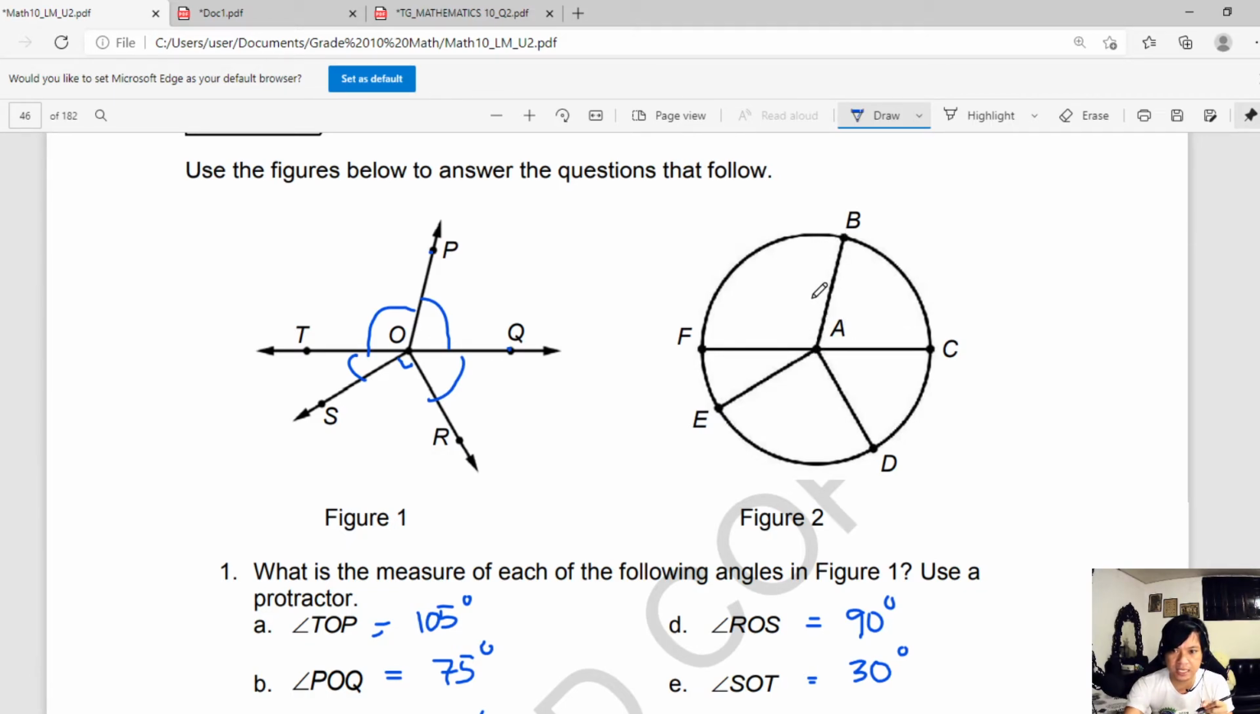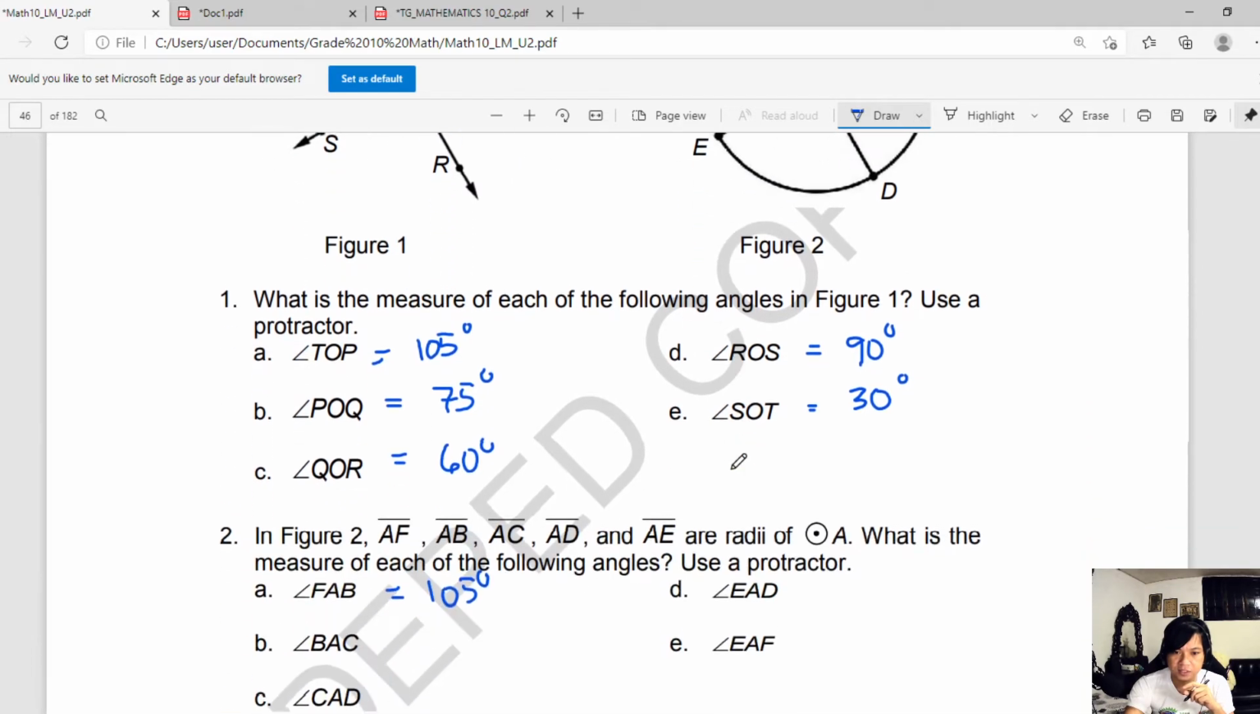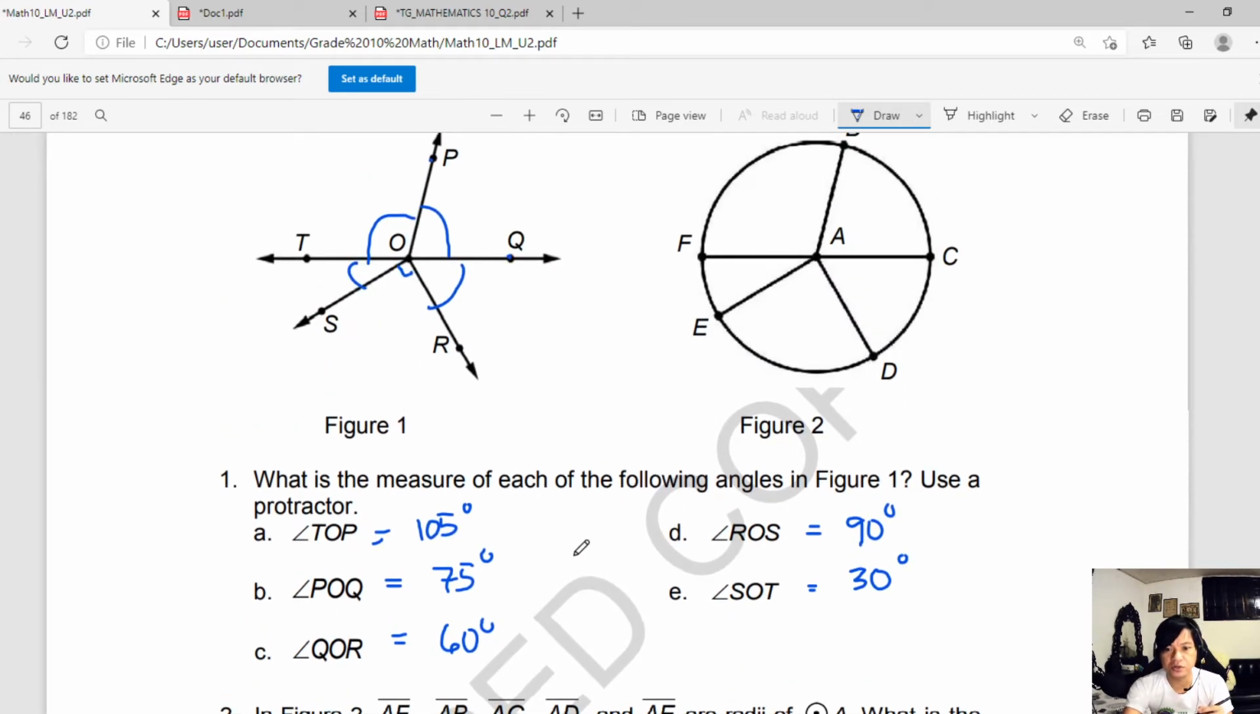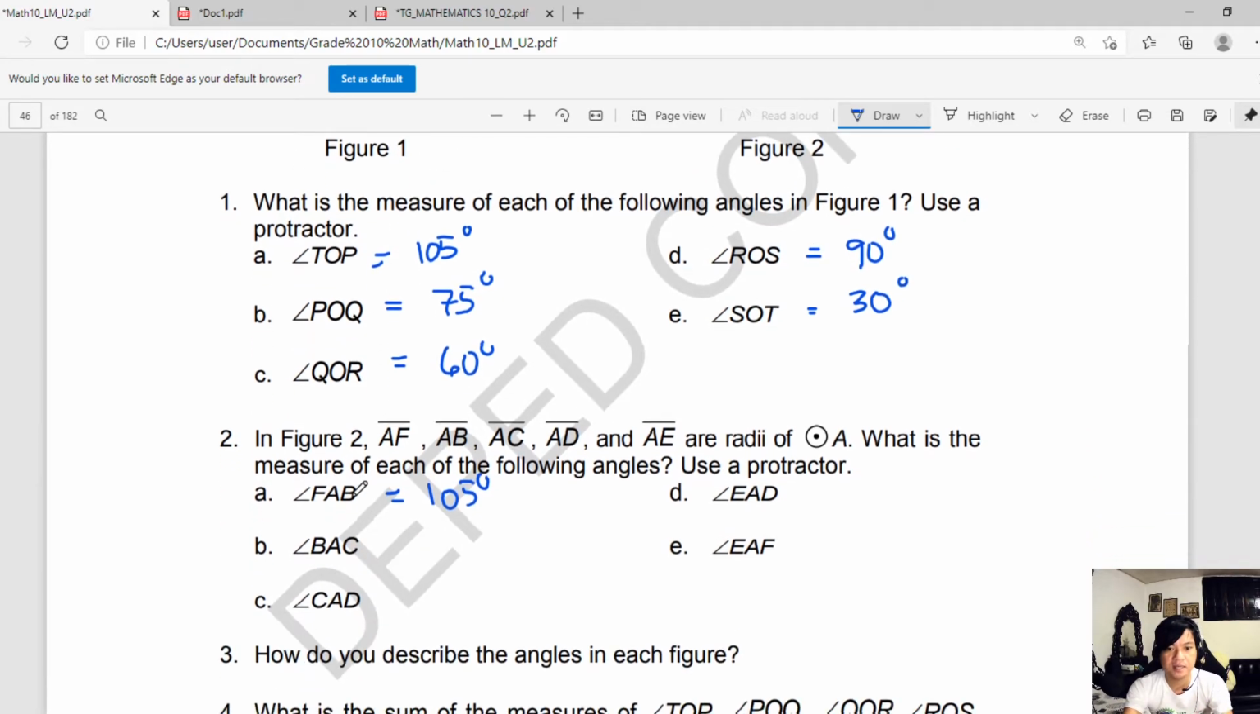Actually, this image, ito siya, figure 1 and figure 2 are the same. The only difference is, ito nilagyan lang ng circle. No? I-connect lang yung mga points dito that will make a circle. So, just copy. Ang measure nito is also the same with the measure of this one. The angle BAC is 75 degrees. The angle CAD is 60 degrees. Angle EAD is 90 degrees. And the angle EAF is equal to 30 degrees.